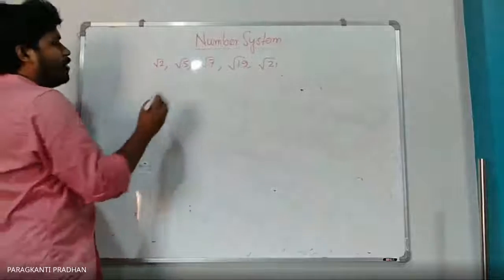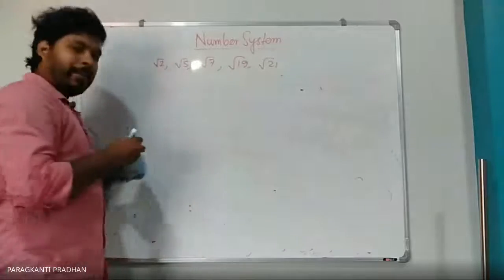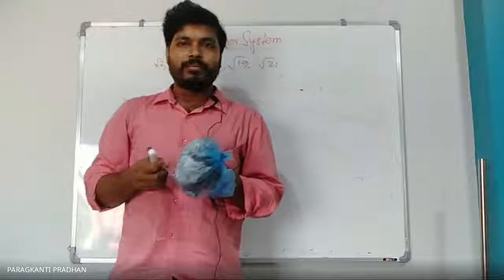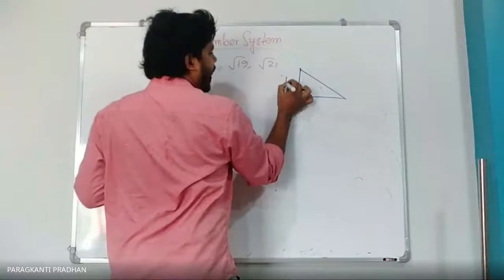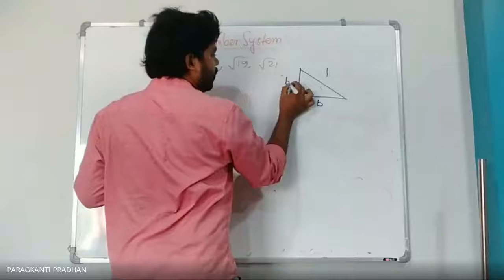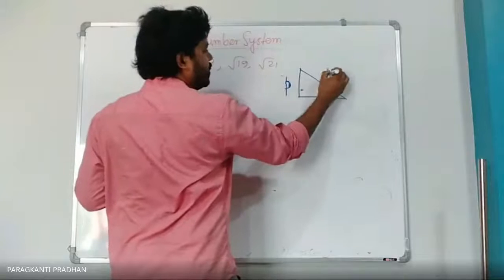How? We know the Pythagoras theorem. Does everyone know the Pythagoras theorem? Tell me, Rishraj. Sir, base square plus height square is equal to hypotenuse square. So if this is the base, this is the perpendicular and this is the hypotenuse, then b square plus p square is equal to h square, right?